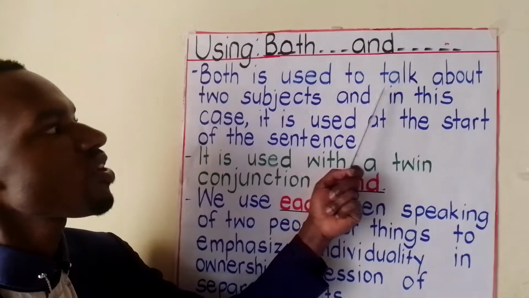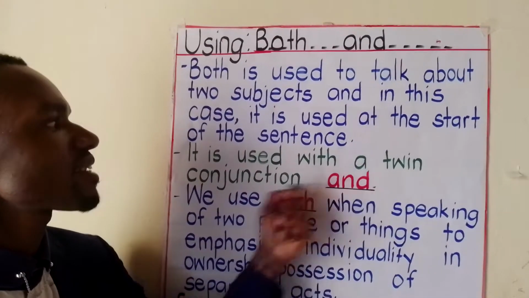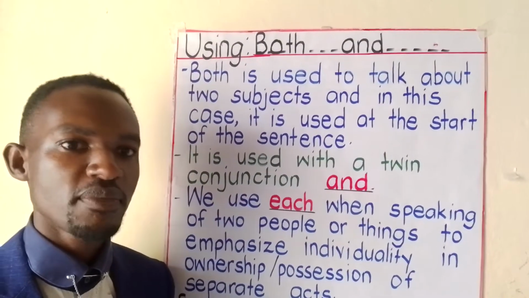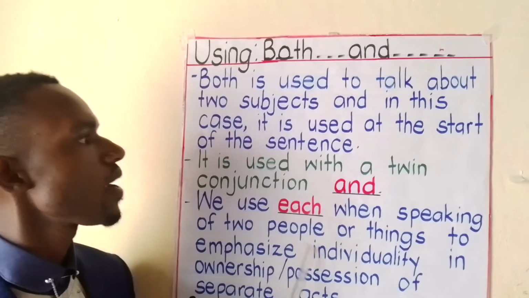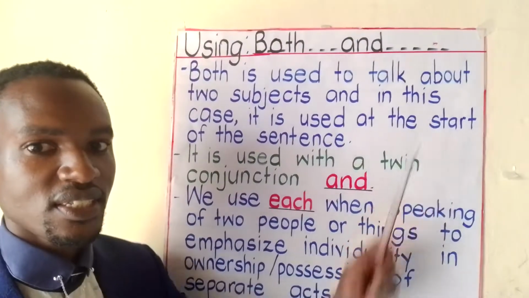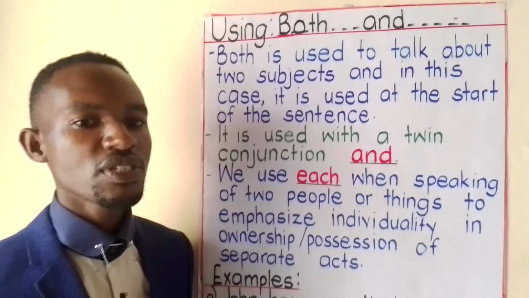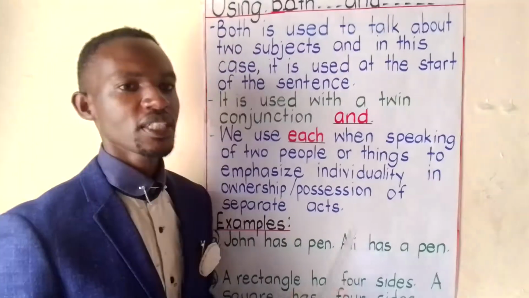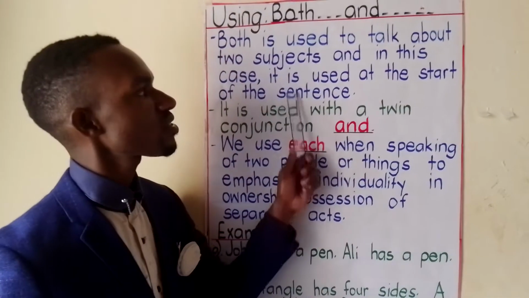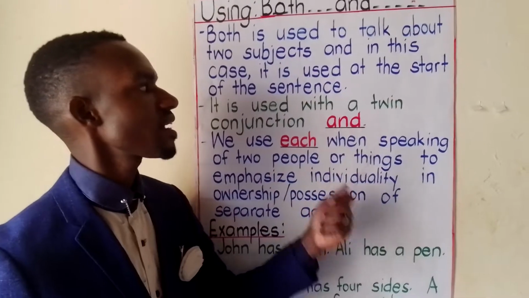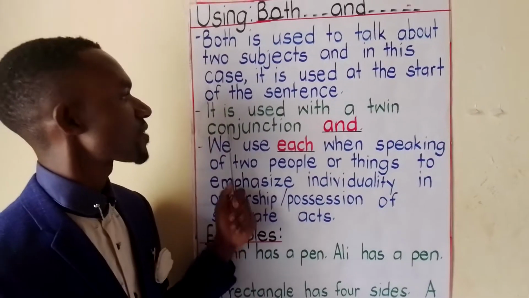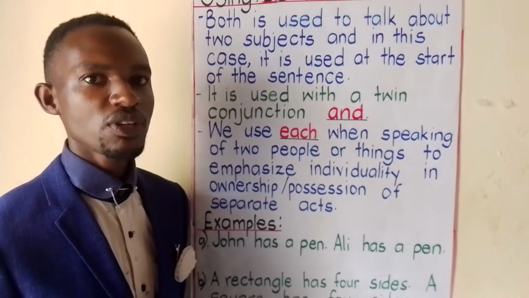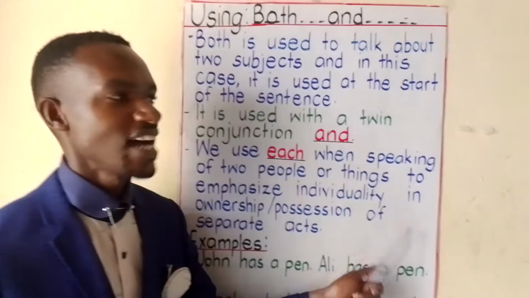Both is used to talk about two subjects, and in this case, it is used at the start of the sentence. When we are talking about two subjects using both, we use it at the start of the sentence. You also have to know that both can be used in the middle of the sentence when we are talking about one subject doing two different actions. But here we are talking about two subjects doing the same action. Next, it is used with a twin conjunction, and. At least from P3, we all know that both goes with and.